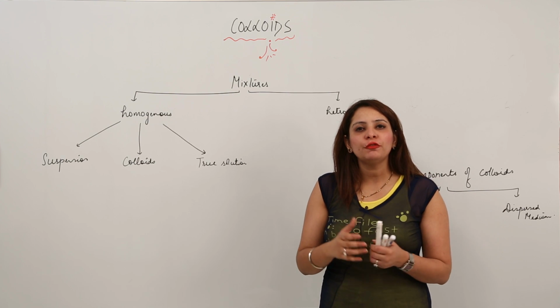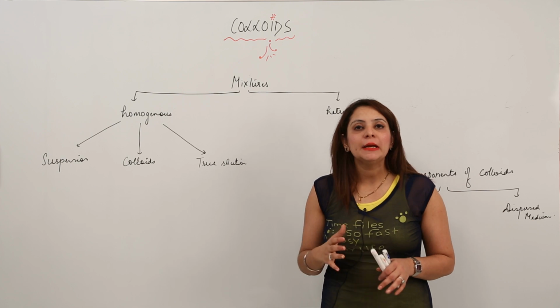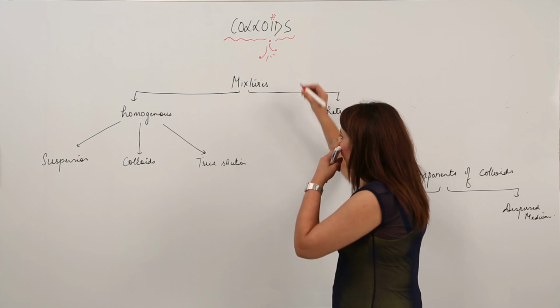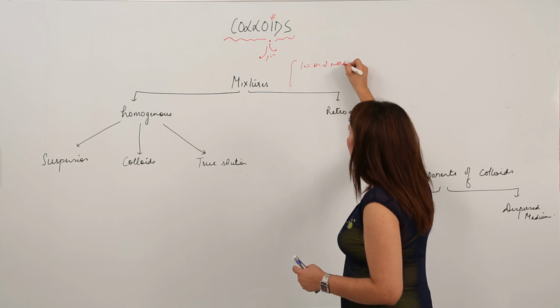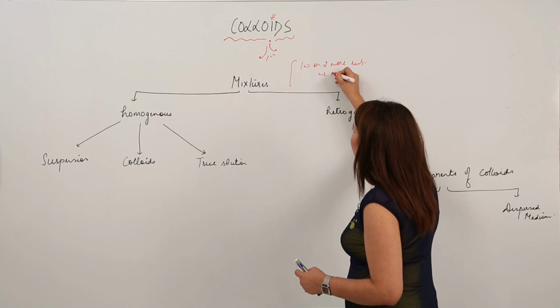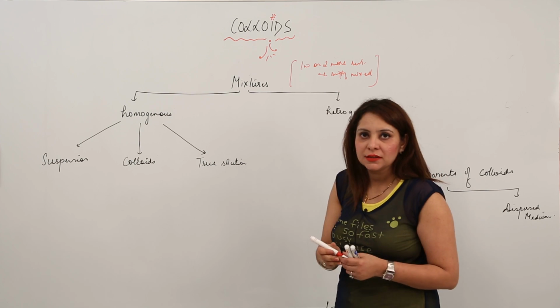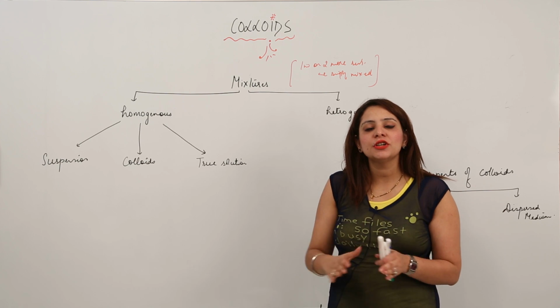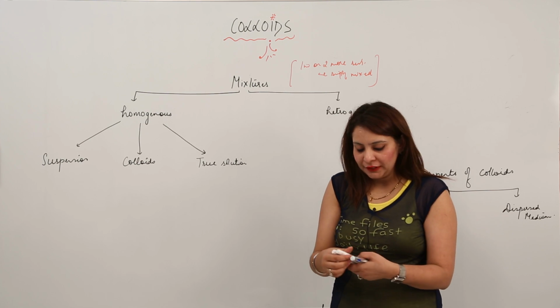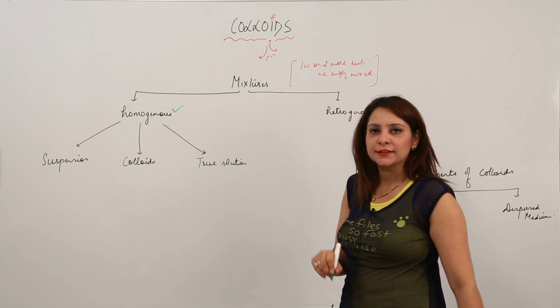Mixtures are those which are formed when two or more components are simply mixed, not chemically combined. Likewise we can write, when two or more substances are simply mixed but not chemically combined, they form mixtures. Now we categorize the mixtures into two types depending upon the properties. One is the homogeneous, other is the heterogeneous.